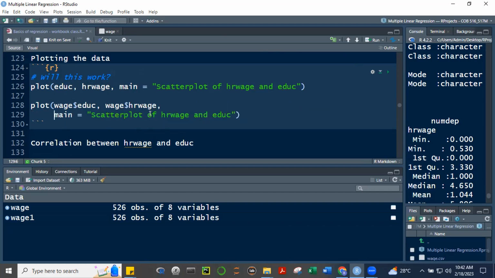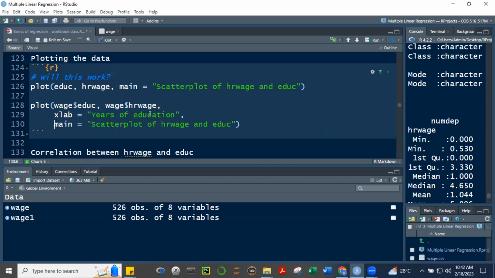Okay, lagyan natin ng x label, no? Ang x label natin is years of education. Lagyan natin ganon. Okay. And then y label naman, y label is equal to, I think this is hourly wage.